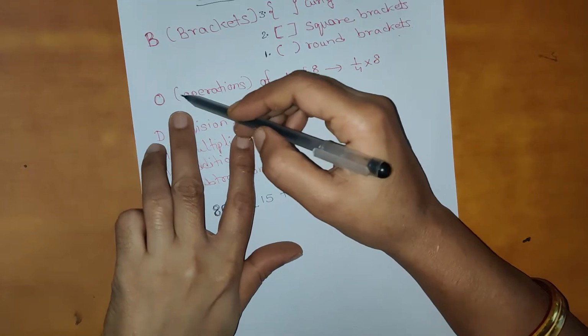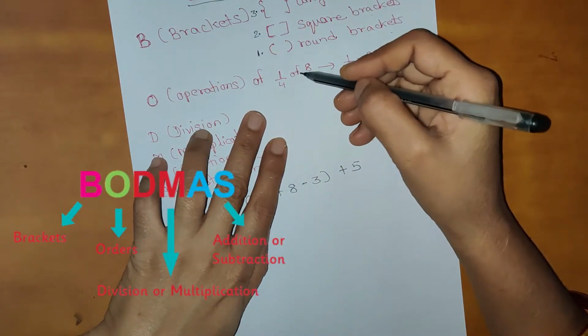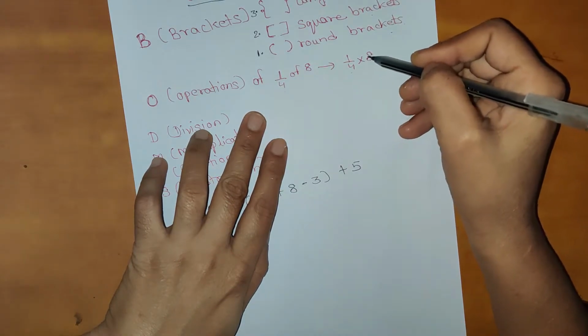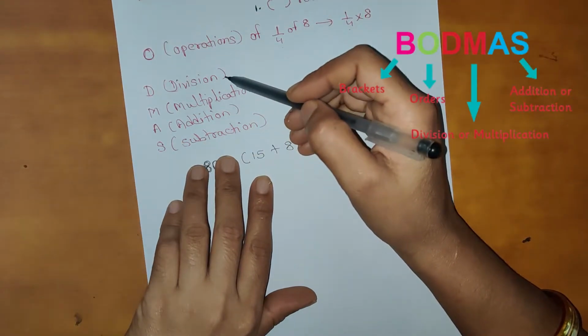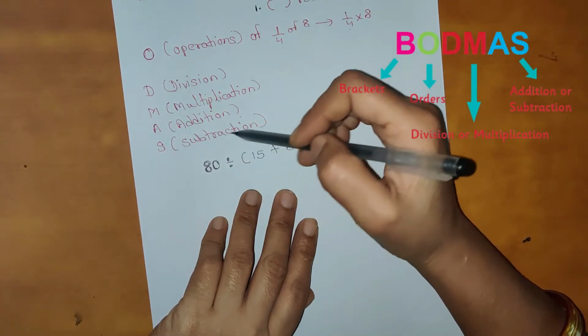So in BODMAS, O stands for operations. For example, if it is given 1 by 4 of 8, "of" means multiplication. So we can write 1 by 4 into 8, and you know how to solve that. Then D means division, M means multiplication, A means addition and S means subtraction.